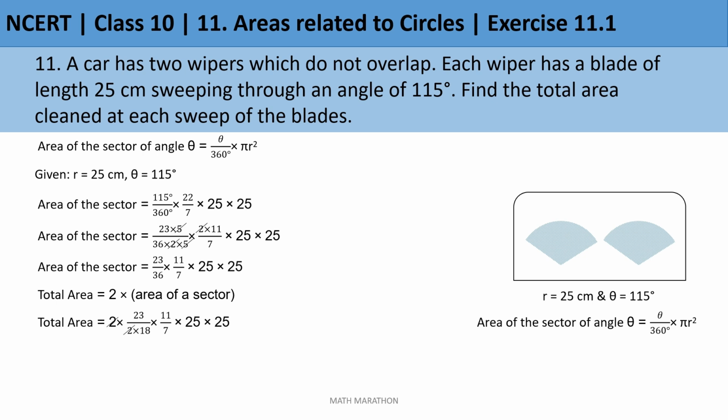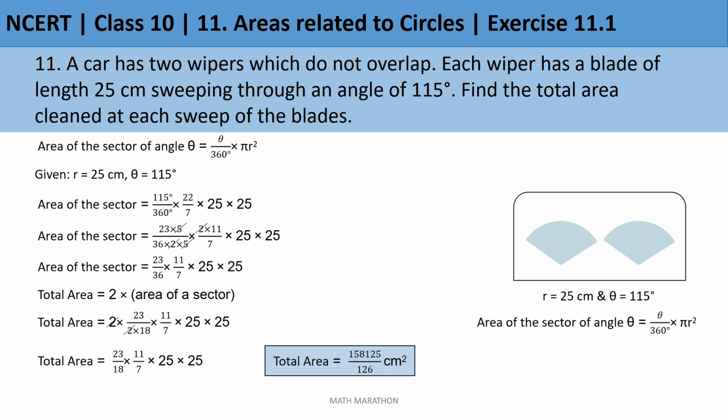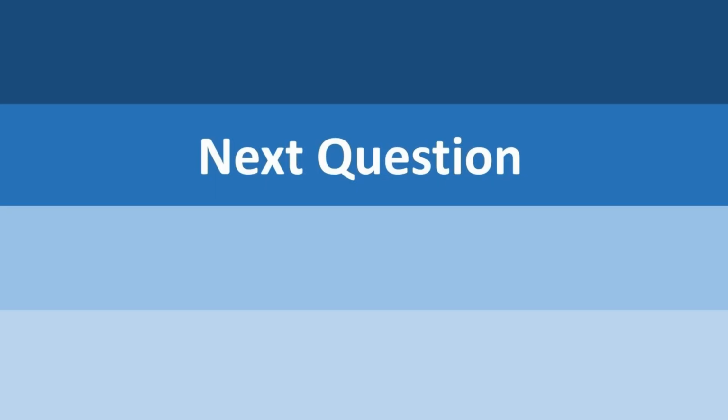In numerator and denominator, we have 2. We can cancel out 2. Total area is equal to 23 by 18 multiplied by 11 by 7 multiplied by 25 multiplied by 25. Total area is equal to 1,58,125 by 126 centimeters square. Let us see next question.